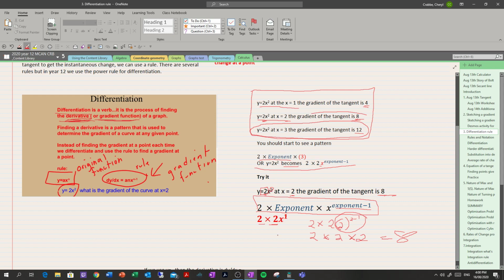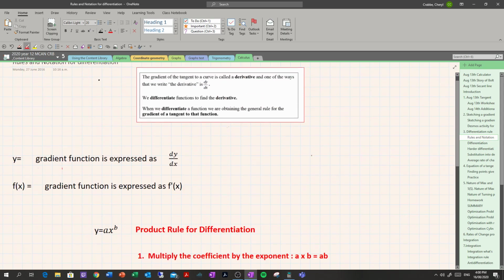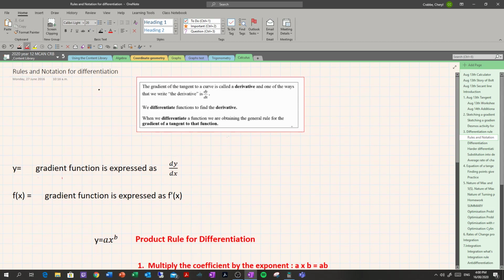Okay? So it's a little bit confusing, but if you want to go back over that and watch that again, I'm going to do a little bit more of it right here. Okay? So don't panic. So here's what we're doing. The gradient of the tangent to a curve is called a derivative. Okay, that's a derivative. And one of the ways that we write the derivative is we use this notation here, dy over dx. So if we use y is equal to 2x squared, right? The derivative of that is written as dy over dx, and then we use the power rule to write the derivative, okay? And the derivative is the rule that I just tried to explain.